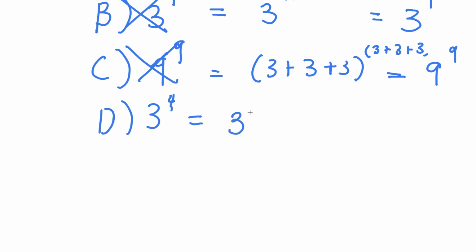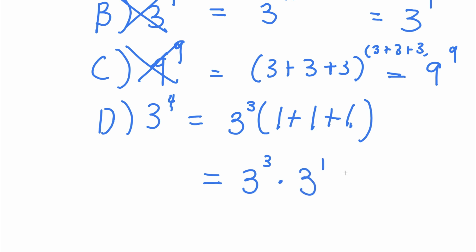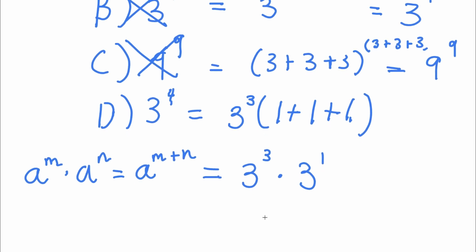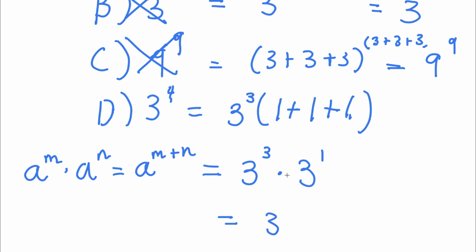So the first thing I'm going to do is I'm going to factor out 3 to the power of 3. So then I get 3 to the power of 3 times 1 plus 1 plus 1. Now this is the same thing as 3 to the power of 3 times 3 to the power of 1. And if I have something in the form a to the power of m times a to the power of n, this is equal to a to the power of m plus n. So 3 to the power of 3 times 3 to the 1 is going to equal 3 to the power of 3 plus 1, which is 4. So this is the right answer to this problem.